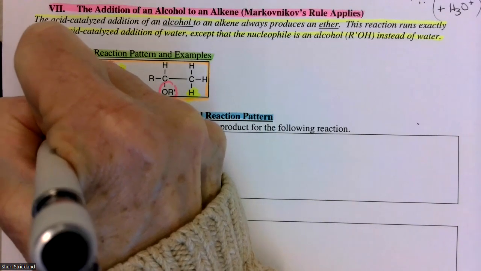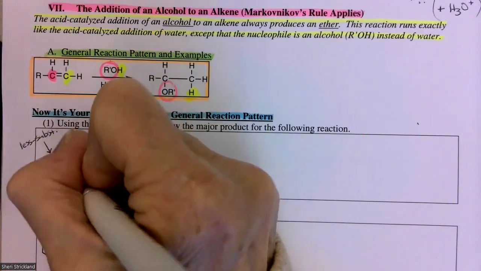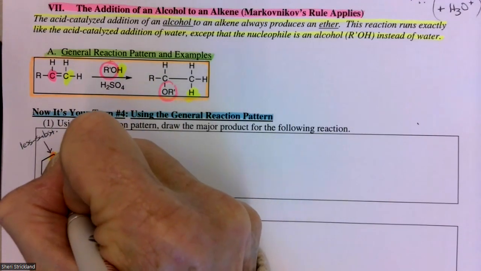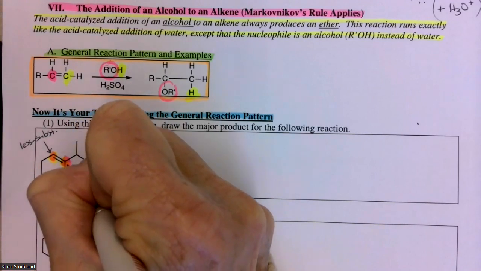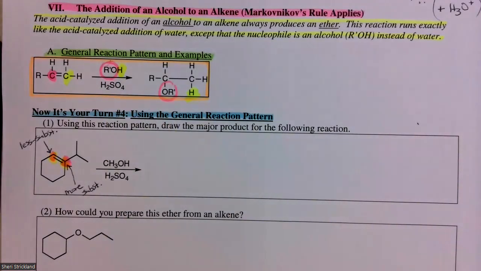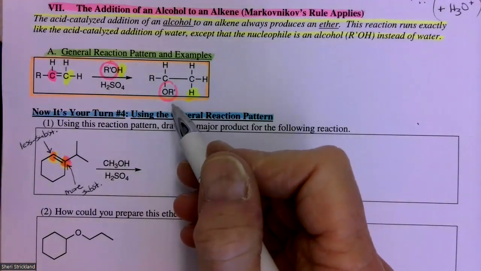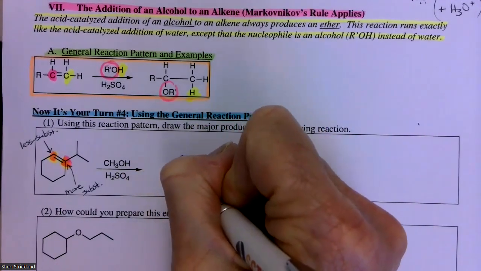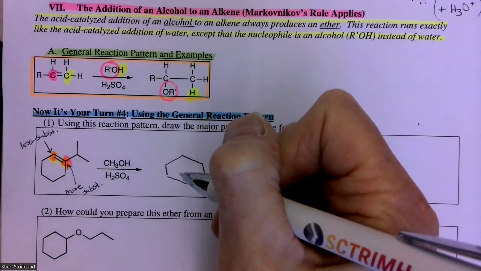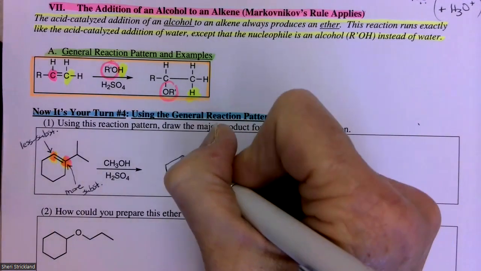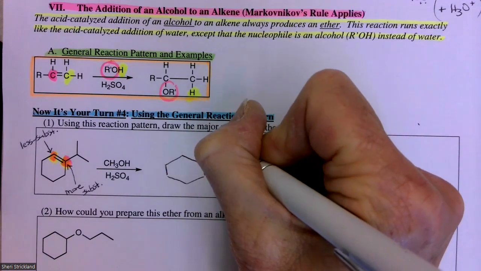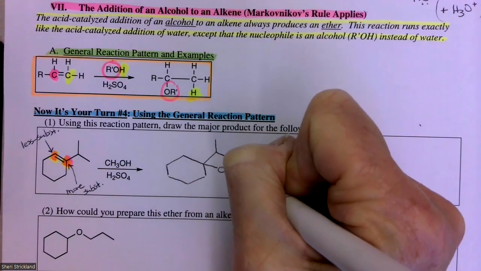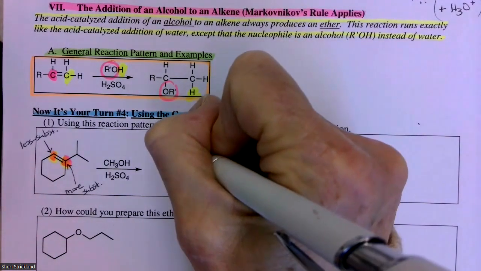Less substituted here because it has one hydrogen. More substituted here because this vinylic carbon is bonded to two carbons. Okay, so the more substituted carbon is the one that's going to get the alkoxy group. And the less substituted one is the one that's going to get the hydrogen. All right, so that means that the hydrogen goes here, and in a skeletal structure, you won't see that. But the H plus went here.